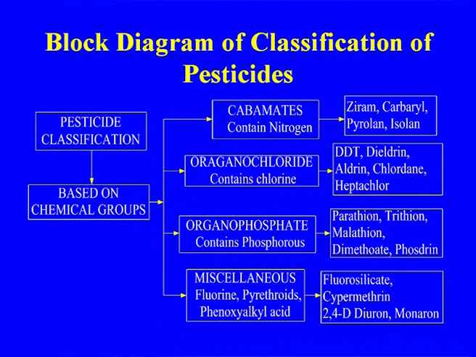And these are some of the important pesticides coming in these groups. The carbamates: zineb, carbaryl, pyrolan, isolan. Organic chlorides: DDT, dieldrin, aldrin, chlordane, heptachlor. Organic phosphates: parathion, trithion, malathion, dimethoate and phosgene, where the phosphorus plays an important role in insect control. Miscellaneous: fluorosilicate, cypermethrin, 2,4-D, diuron, monuron. So this is the classification of the pesticide based on the chemical groups.